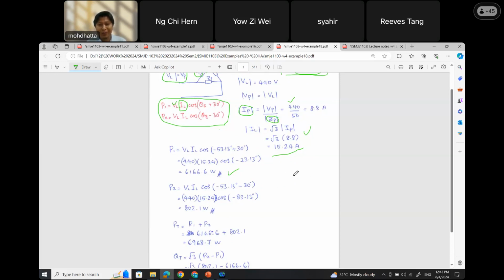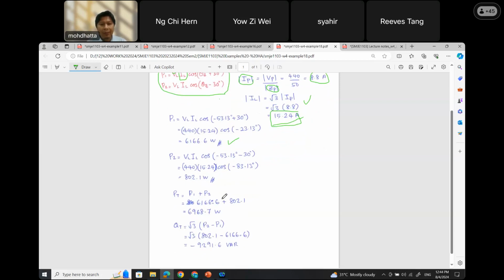Actually, I'm also not consistent over here. Let's see. My answer here is 2 decimal points, here is 1 decimal point, and here is 1 decimal point. You should be consistent in how you show your answer.